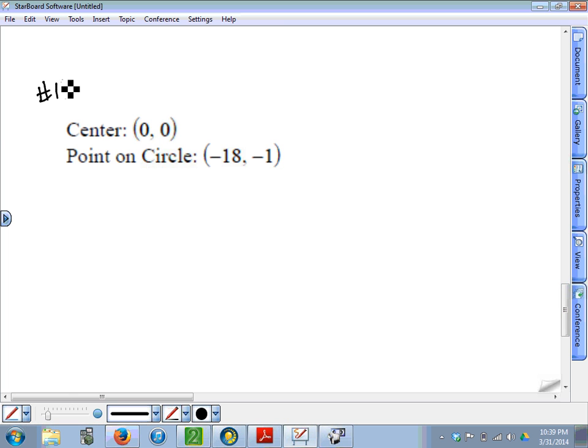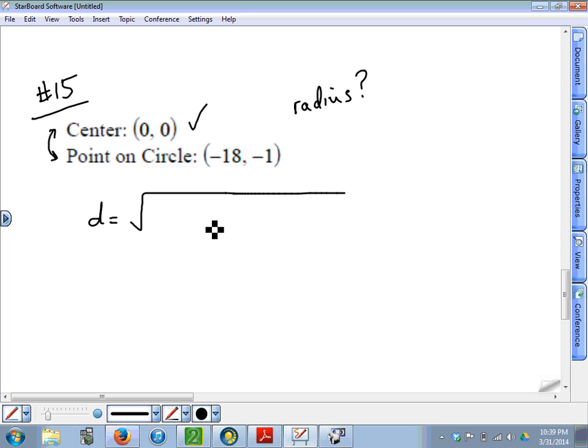So this is number 15 off your worksheet. We've been given the center, but what we don't know is the radius. Now, we have been given the location of another point on the edge of the circle. What we need to figure out is what's the distance from the center of the circle to that point. So you lucky ducks, we're going to use the distance formula, which we haven't used in a long time, I think since Unit 5. But the distance formula is the square root of (x2 minus x1) squared plus (y2 minus y1) squared.